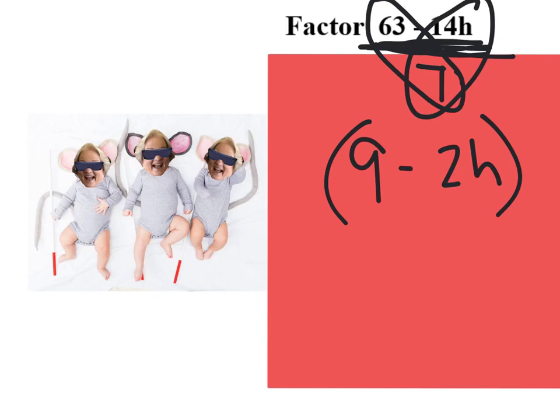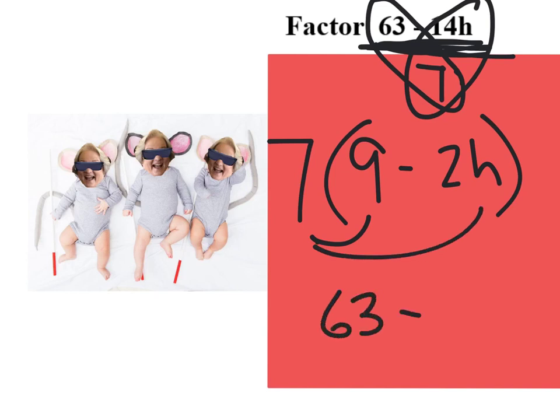And then remember what you divided out. You divided out a 7. And if you ever want to check your work after you factor, just do the distributive property and see. 7 times 9 is 63. 7 times 2h is 14h. And isn't that exactly what we started with up here at the top?